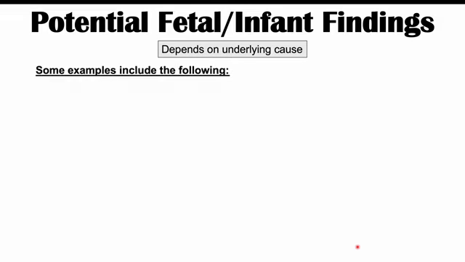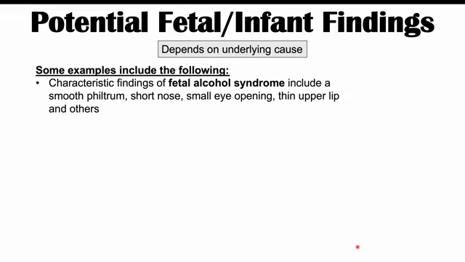Now, there can be other findings in the fetus or infant depending on the underlying cause of the fetal growth restriction. So some examples that I'm just going to briefly talk about here include the following. Fetal alcohol syndrome is going to be one of them. As we mentioned before, alcoholism can be a maternal cause of fetal growth restriction. If the fetal growth restriction is caused by fetal alcohol syndrome, the infant is going to have particular characteristics.